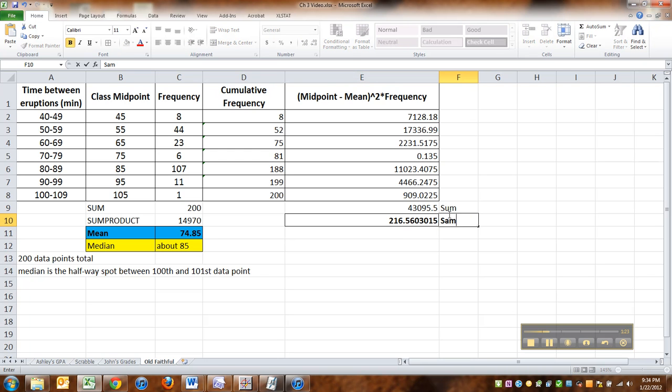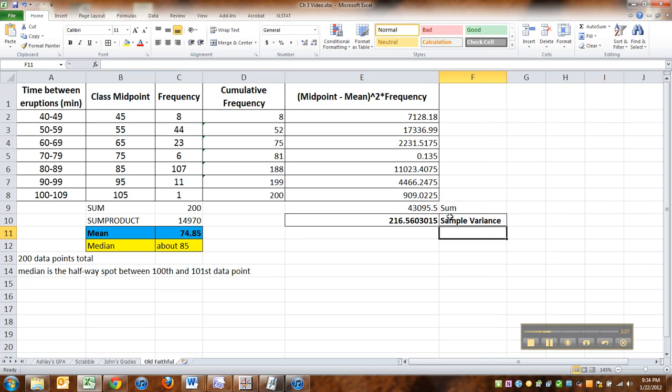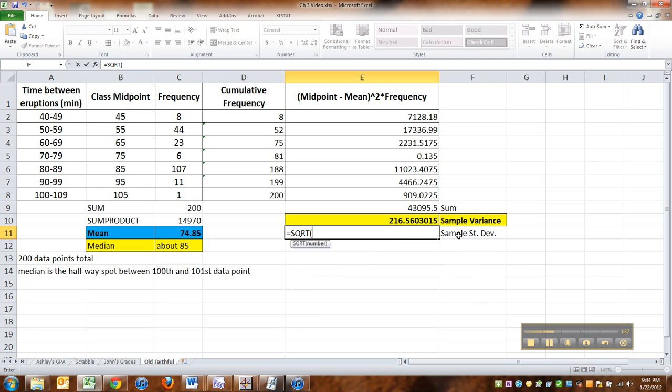Sample variance. Because we're working with a sample here, so you've got to know in your head that's the one you need. All right, now what about the standard deviation? Sample standard deviation. Well, remember, that's equal to the square root of that number.